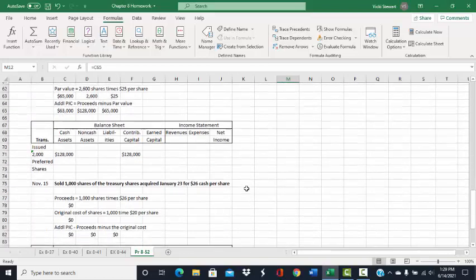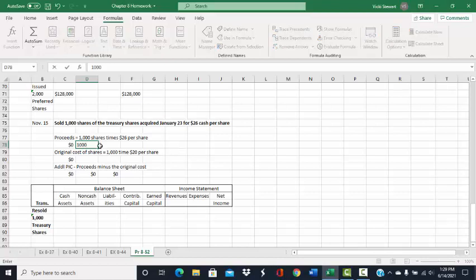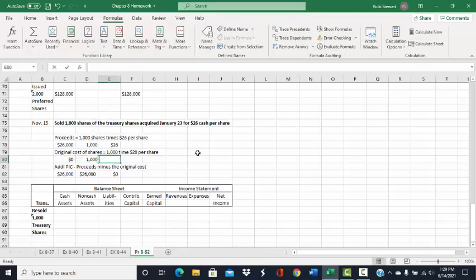Our last transaction was on November 15th, and we sold 1,000 shares of treasury stock that we acquired on January 23rd, and we sold it for $26 cash per share. So to determine the proceeds, we take 1,000 shares times $26 per share, and that gives us proceeds of $26,000. We need to determine the original cost of the shares at $20 per share, and that was $20,000, so our additional paid-in capital would be the difference between the proceeds when we resold the treasury stock minus the original cost, or $6,000.